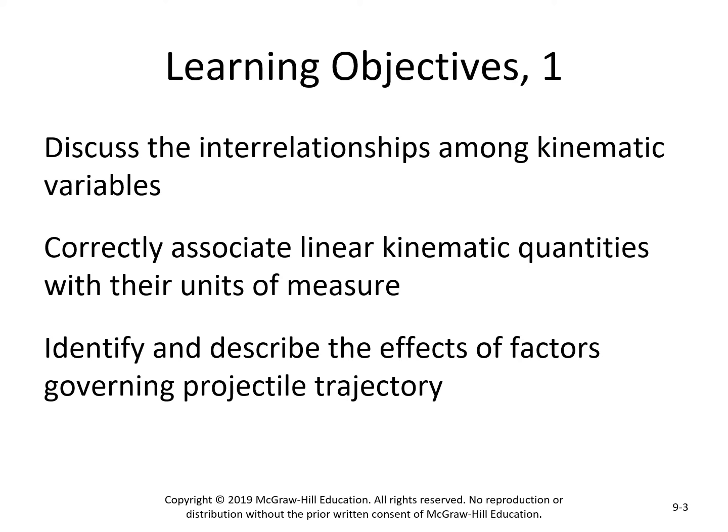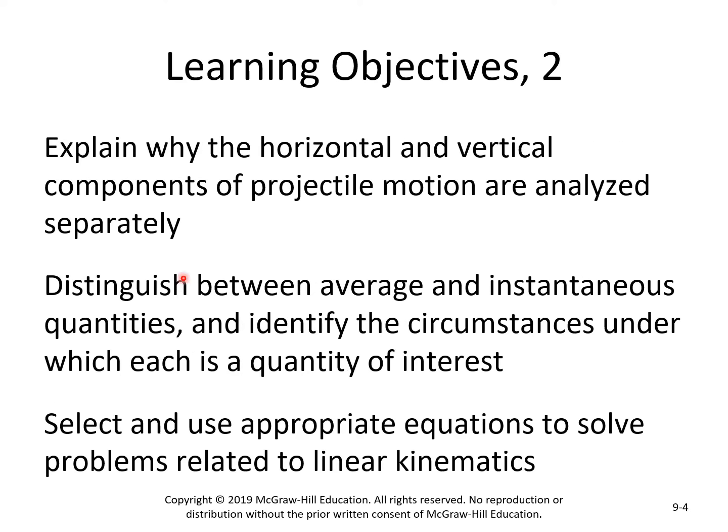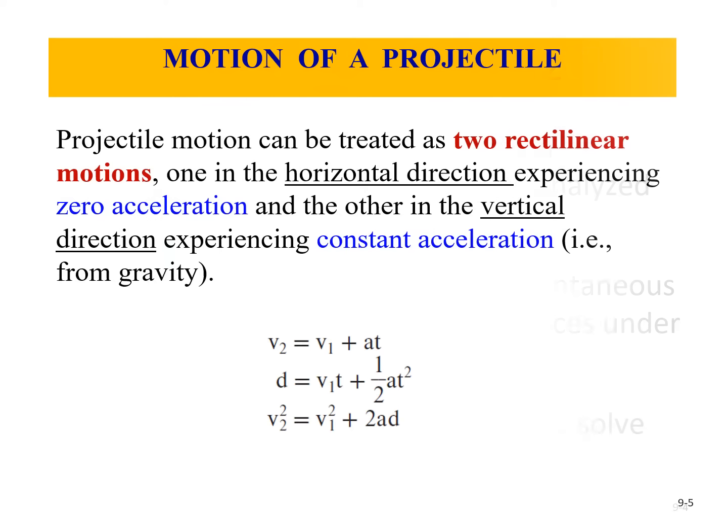We will discuss the relationships, associate linear kinematics quantities with the units, identify and describe the effect of factors governing projectile trajectory. These are the objectives, and explain why the horizontal and vertical components of projectile motion are analyzed separately. We're going to do the analysis today and distinguish between average and instantaneous quantities, and then select and use appropriate equations to solve problems. Now, if we do projectile, is it a constant acceleration problem or no? What acceleration acts when we have projectile? Only gravity, that's constant. Let's start with this.